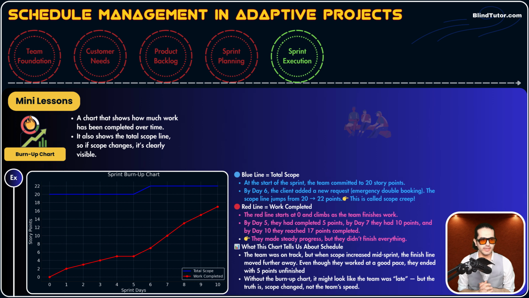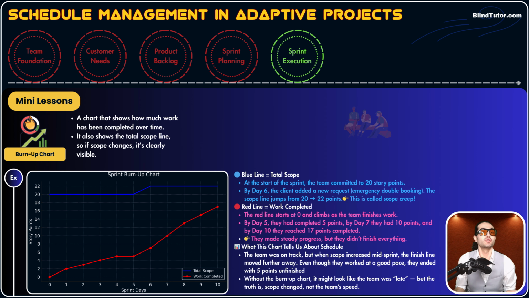Wow. You're like, huh? How does burn up chart help us? Stay tuned, guys. Look at the blue line. Blue line is the total scope, total story points. So in the very first day of a sprint, the team should complete, for example, 20 story points. Now, if you've noticed, around day 6, that blue line, which should be constant, because when the team commits to do 20 story points, it means the team should do 20 story points.